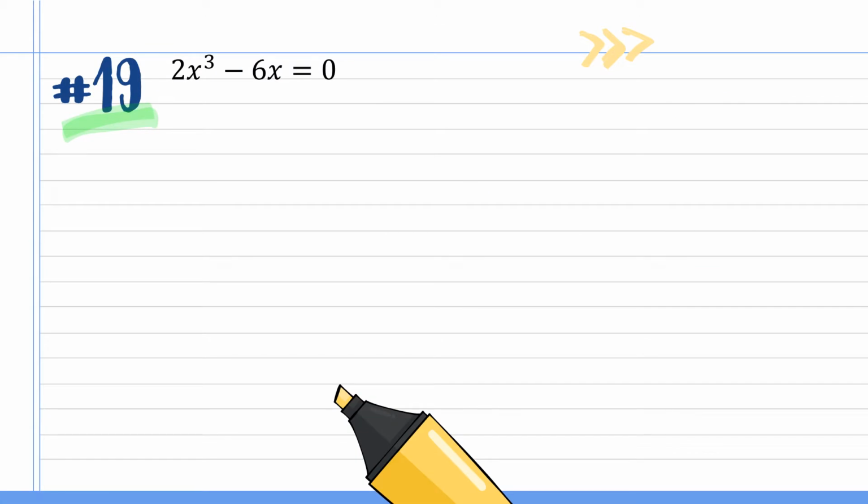Let's get started with number 19. Here we want to solve by factoring 2x cubed minus 6x equals 0. Remember, our first step is always going to be to try to simplify by factoring out a greatest common factor. Notice that 2 and 6 are both even numbers, so they are both divisible by 2, and both of our terms have an x in them. So we can factor out our greatest common factor, which in this case is going to be 2x.